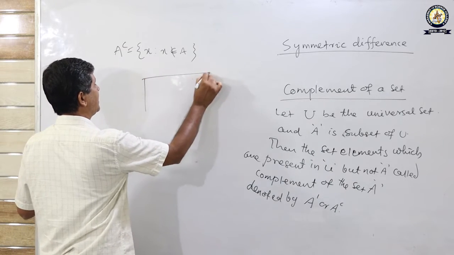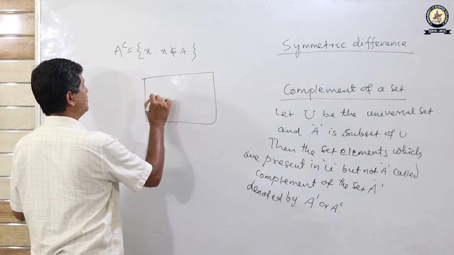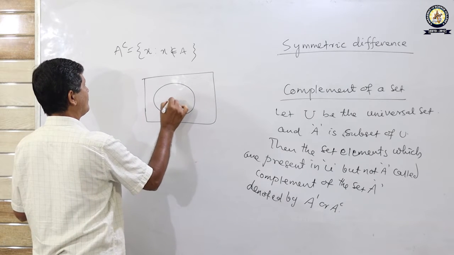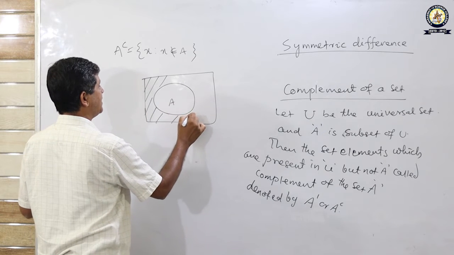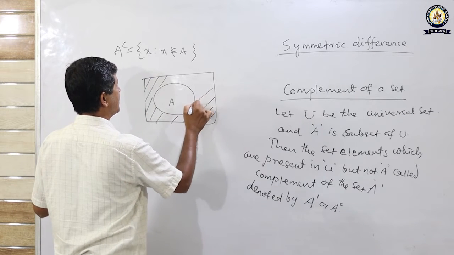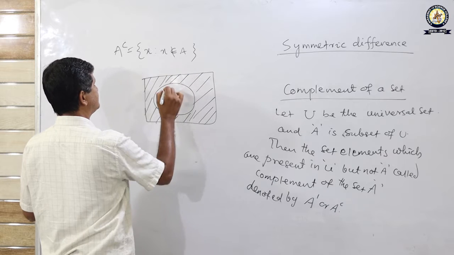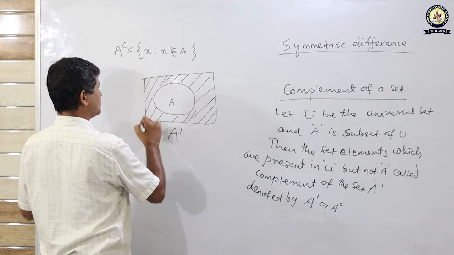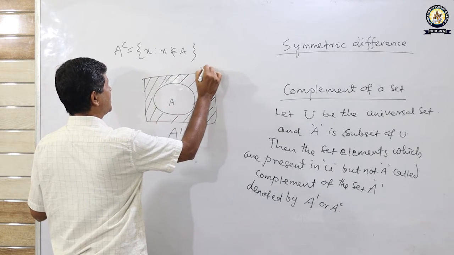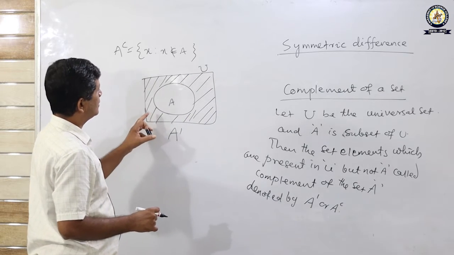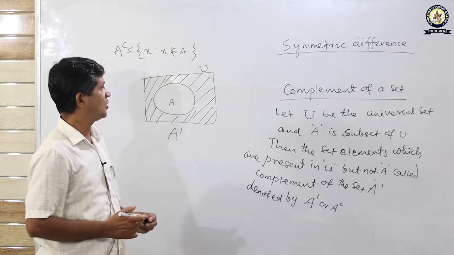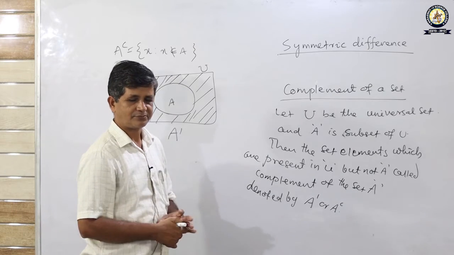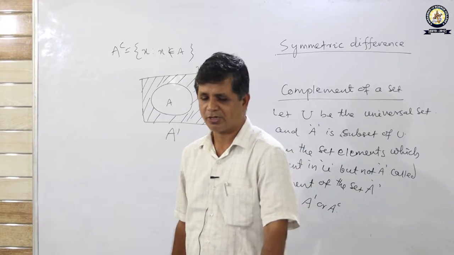So come to its Venn diagram. What will be its Venn diagram? Look, this is the set A, and this part is called A dash. This whole set is the universal set U, and the region outside the set A is called A dash, or the complement of the set A. Now come to some examples of it.